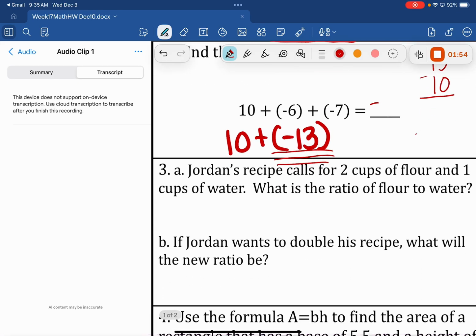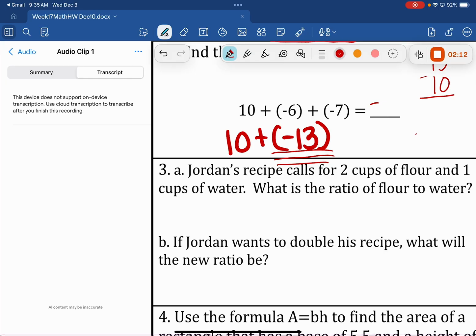All right. I don't know why it says A Jordans. We're just going, oh, I see. There's two problems. Problem A. Jordan's recipe calls for 2 cups of flour and 1 cup of water. What's the ratio of flour to water?